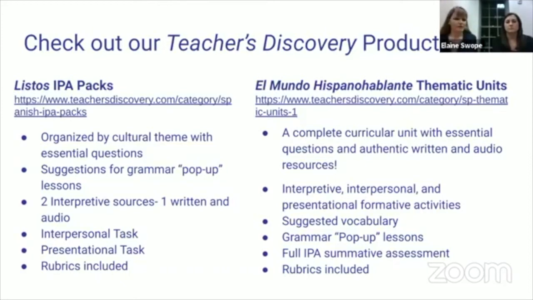And then within the pop-up grammar, we do give practice activities that they can do, websites for further practice, things like that. So there's enough in there to get you through the full quarter, and then at the end, you give your summative assessment. Okay.